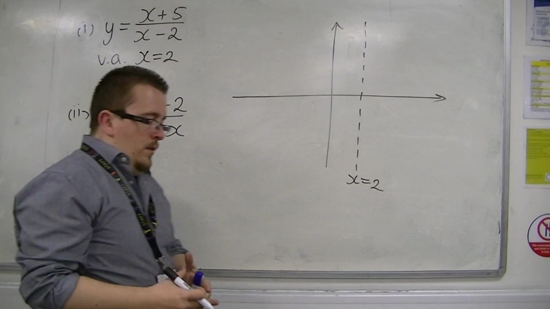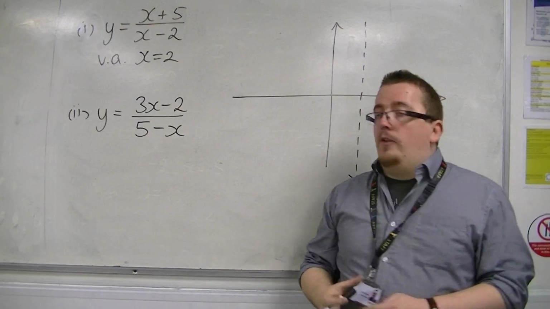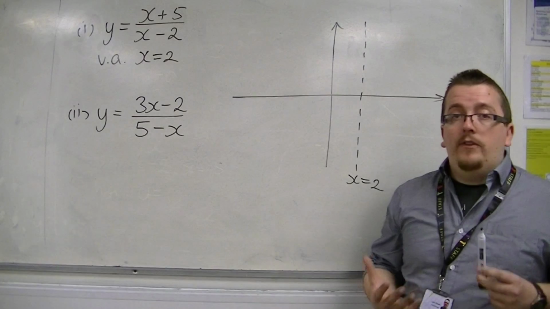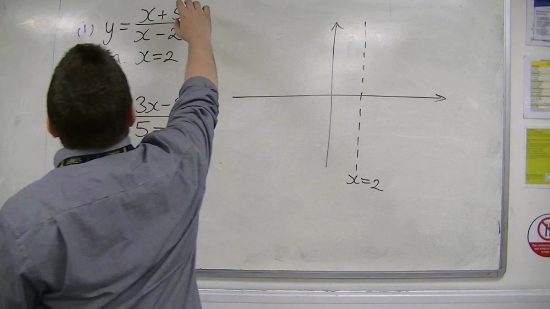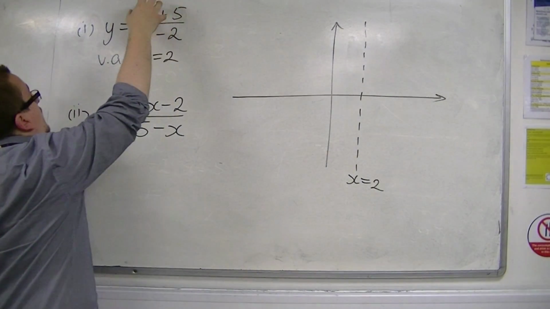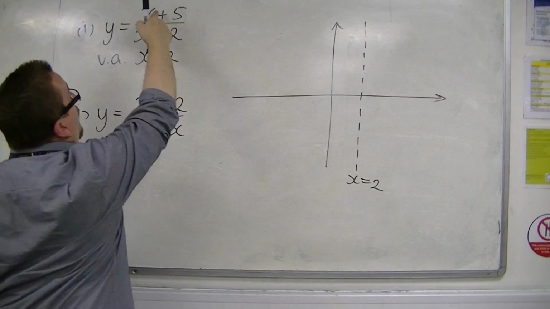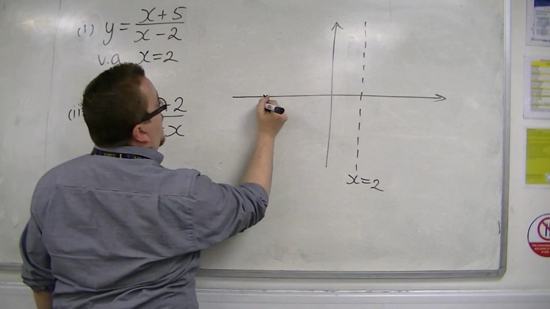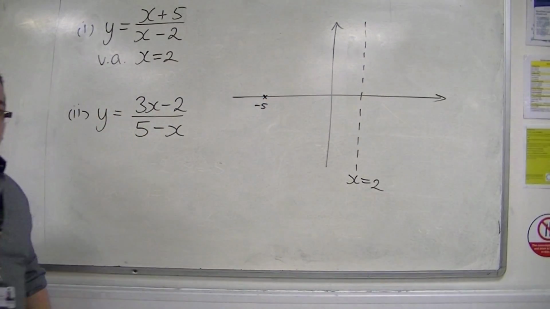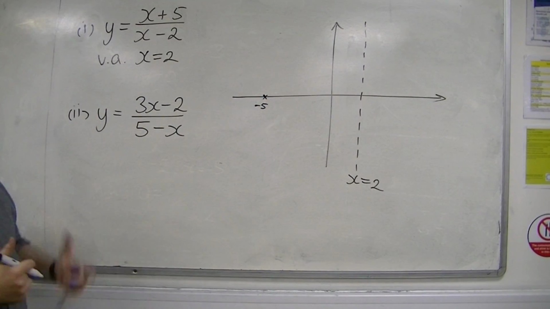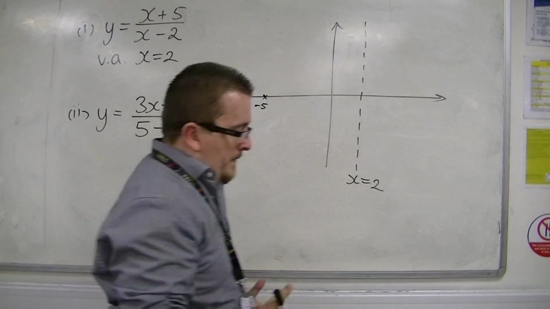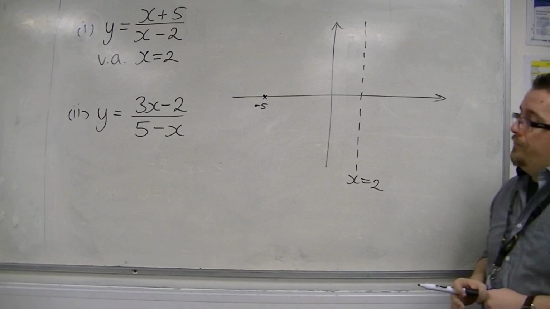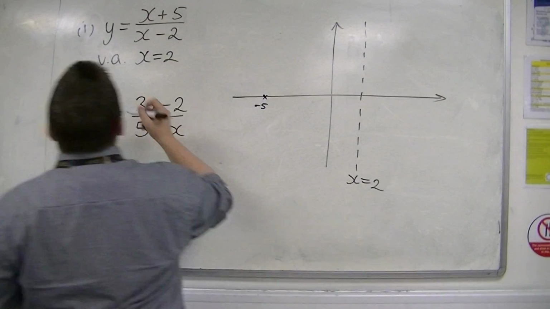Now, we might also be interested in where it crosses the x-axis. And that is when the numerator is 0. So the numerator can be 0 this time, and that's when x is equal to minus 5. And so I do know that the curve crosses the x-axis at minus 5. Okay? I know that bit of information. So that's when the numerator is 0. How about a horizontal asymptote?